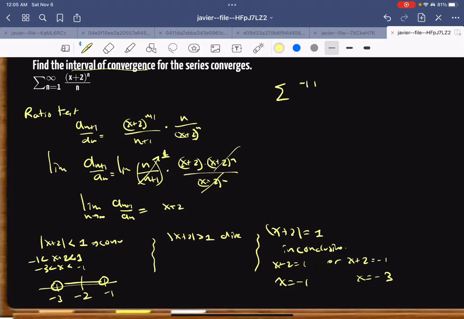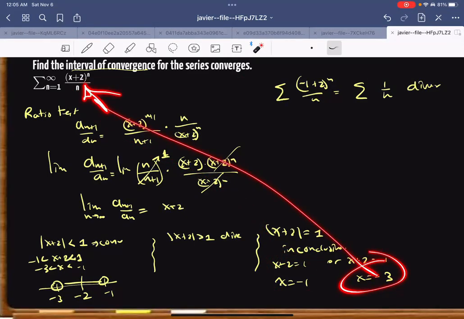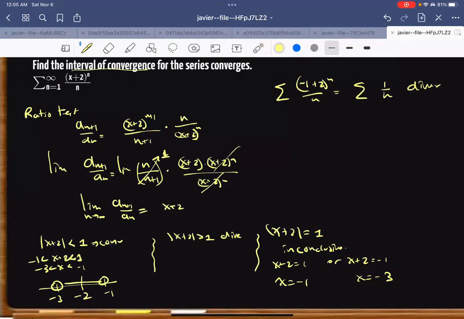Summation of negative 1 plus 2 raised to the n all over n. That becomes summation of 1 all over n. That's a harmonic series that diverges. That's what happens when I take this one and plug it into here and check it. Now I'm going to take this one and plug it into here and check it. That would give me the summation of negative 3 plus 2 raised to the n all over n. That's the summation of negative 1 to the n over n. And this one converges by the alternating series test.